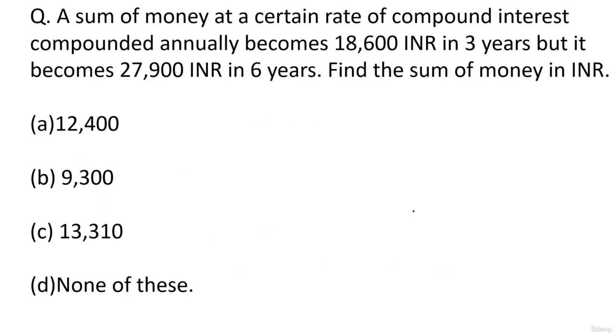Now, again, as I said, people really complicate this particular question. They make equations, like the principal is P, the amount 18,600 is equal to P into (1 plus R by 100) the whole raised to 3.